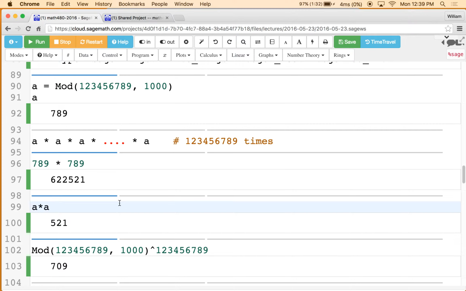And what you do is you take the exponent and you write it in binary. And then what you've done is you've expressed the exponent as a sum of powers of 2. When you write a number in decimal, you're writing a number as a sum of powers of 10 times the corresponding digits. But in binary, the only digits are 0 and 1. So when you write a number in binary, you're just writing it as a sum of powers of 2.